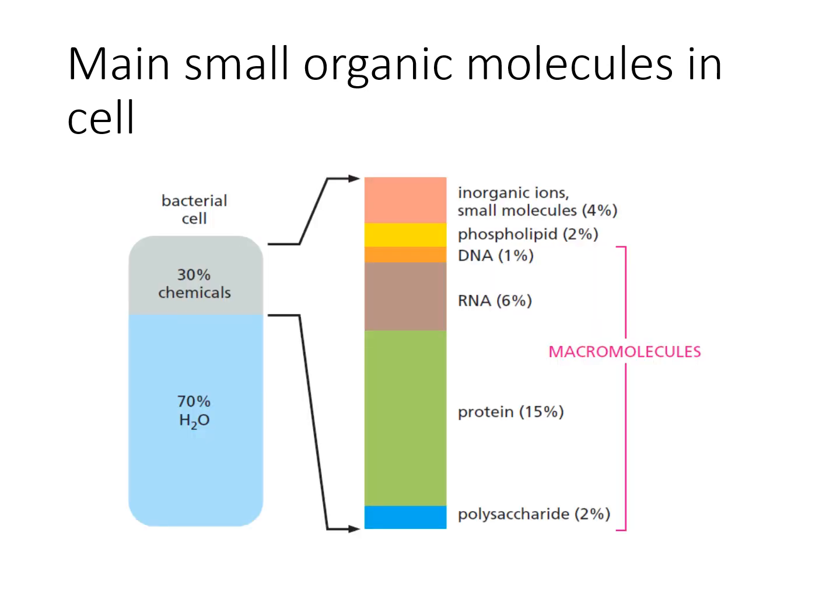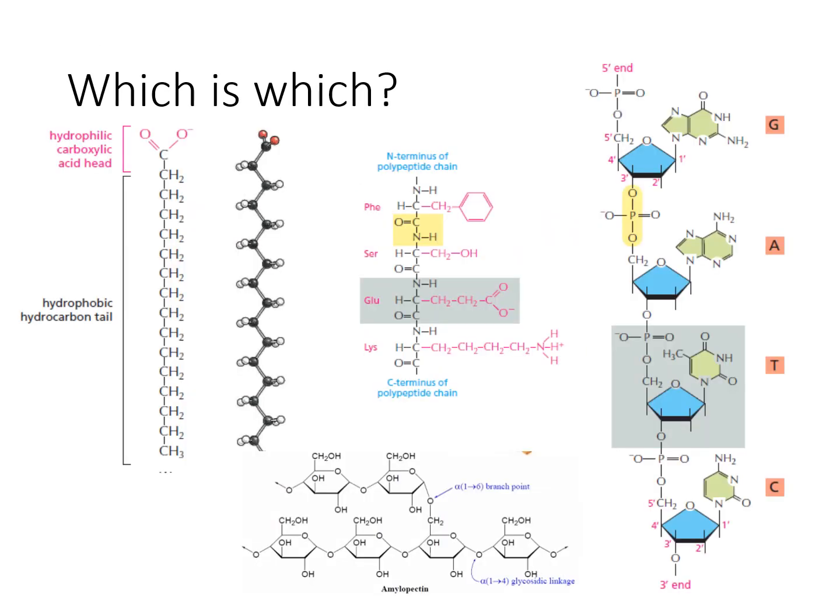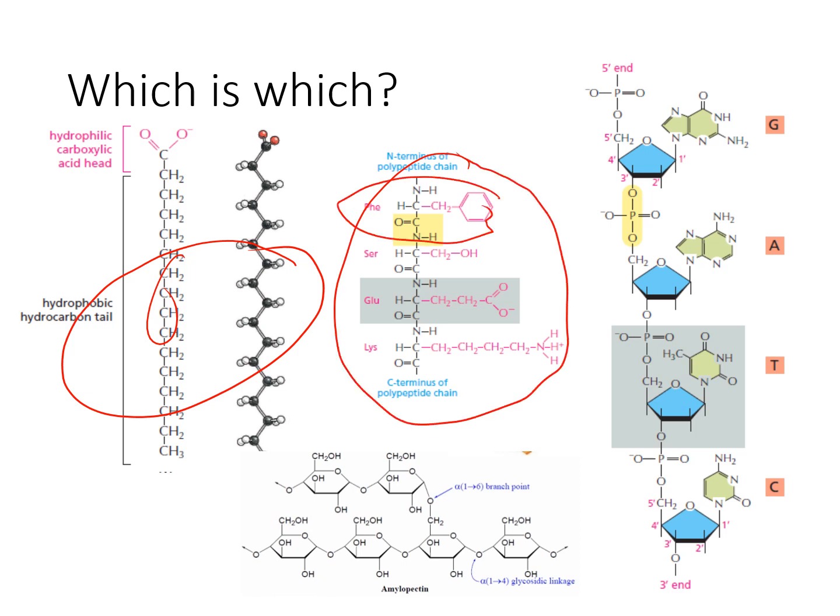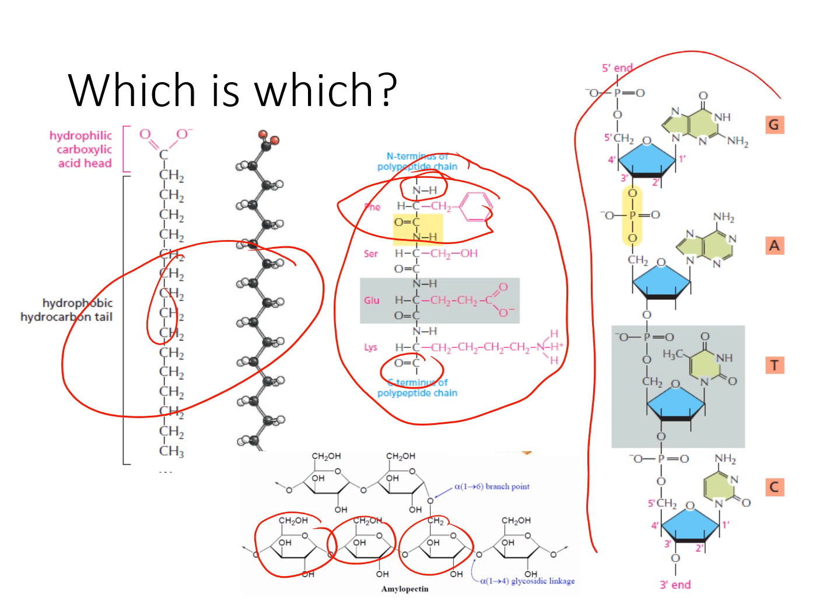So what is the composition of the cell? 70% of a bacterium is water, and the remaining 30% is RNA, protein, and some polysaccharide macromolecules. And this is just a test: if you see the chemical structure, which is which? This one is a fatty acid, and it doesn't like water on this side. And this is a protein, a polypeptide. This is amino acids. We have the N terminal, and this is the C terminal. And this is a polysaccharide. You see it's a lot of glucose molecules here, right? And here we have A, T, C, G. This should be the nucleic acids.